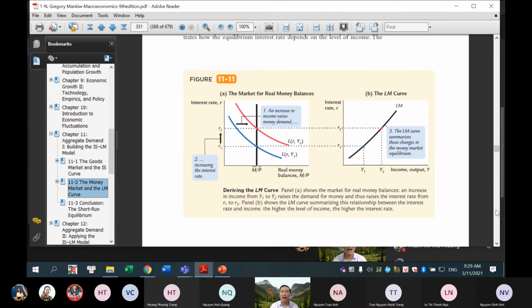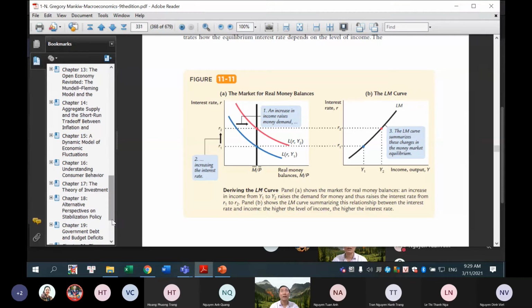Okay, so now we have two equations, the IS equation and the LM equation, and we just combine them into the same diagram to identify the equilibrium and to see what happens to the economy when something changes, and how the central bank or the government should intervene in the market to balance the market or to achieve some of its objectives. But before coming to the next section, we can have a break for 15 minutes, okay.